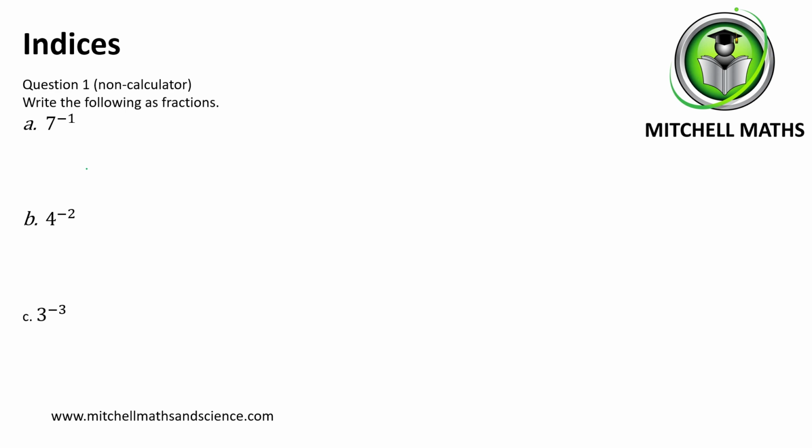For question 1, we need to write the following indices as fractions. In the first question, we've got 7 to the minus 1. When you've got a minus, you have to write the answer as a reciprocal, so 1 over, or flip it around if it is a fraction. We know that 7 to the power of 1 would be 7, but because it's 7 to the power of minus 1, it's going to be 1 over 7.